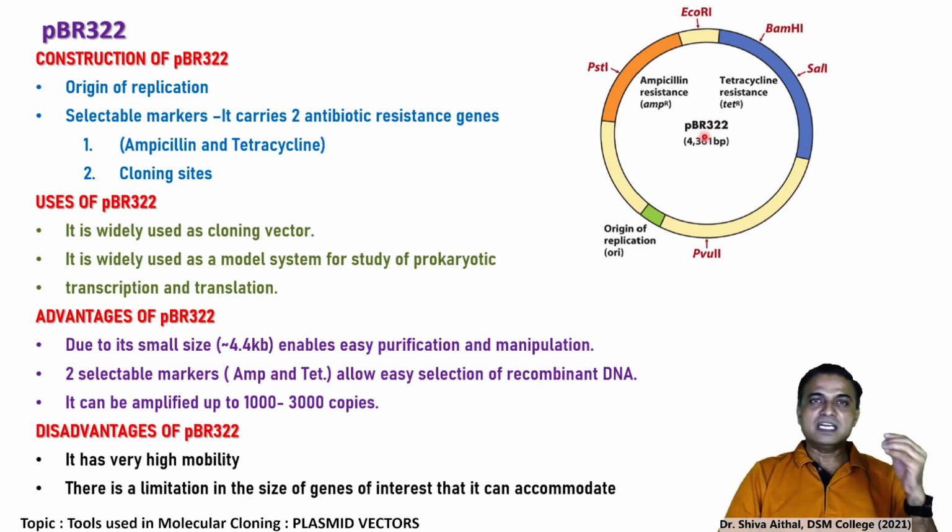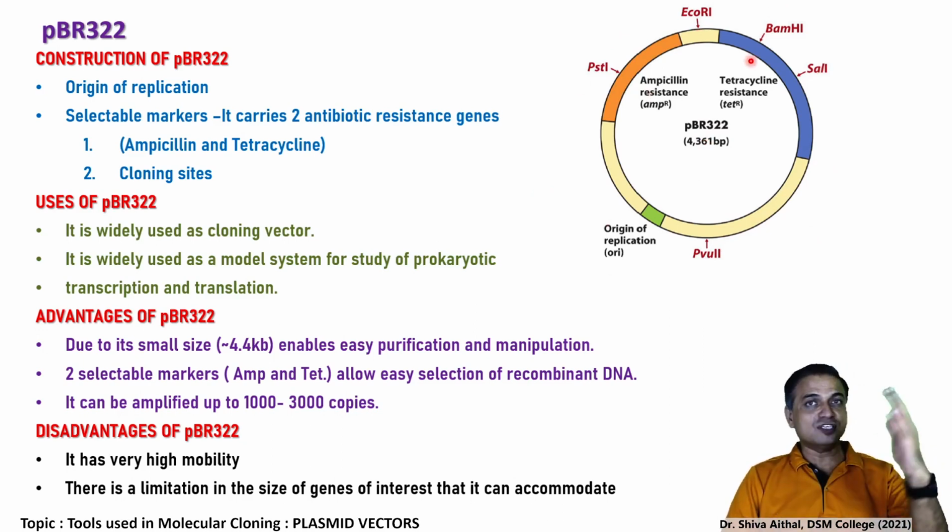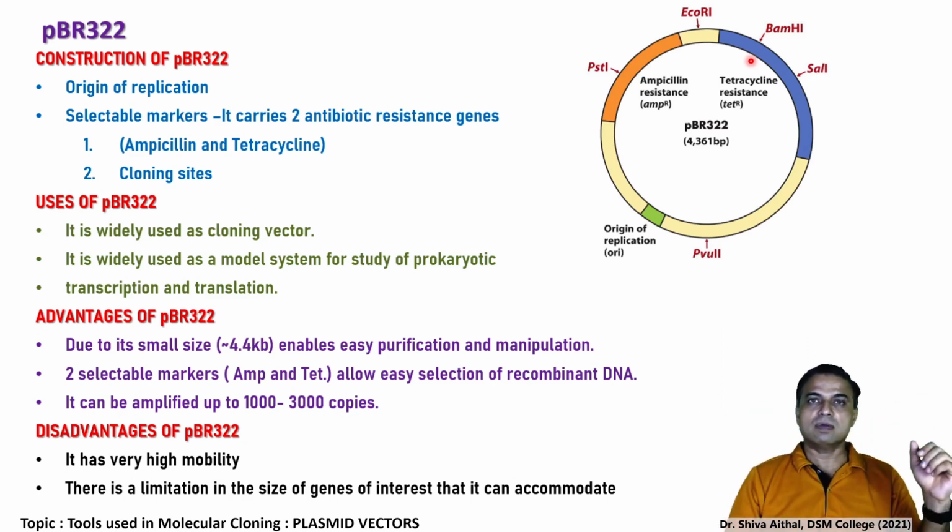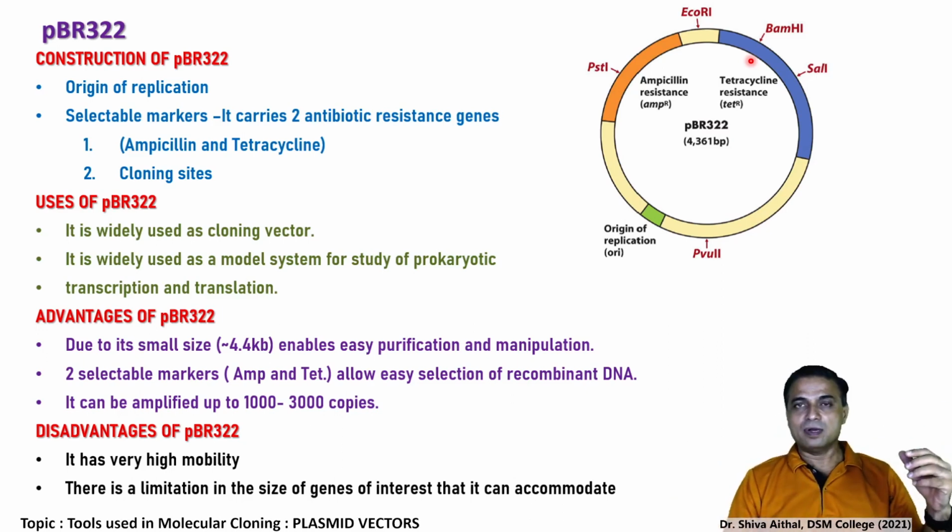And one of the biggest advantages, a beautiful facility which it provides, is amplification of 1000 to 3000 plasmids within a single cell. One single host can amplify, where by adding chloramphenicol you inactivate the host chromosome, chromosomal inactivity is achieved, and then you have a super amplification of the plasmid DNA.